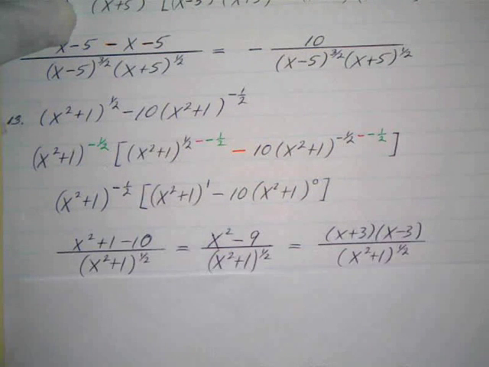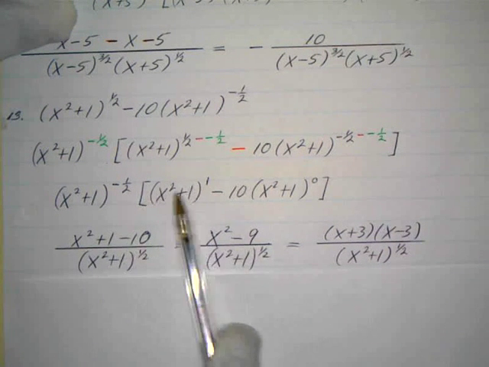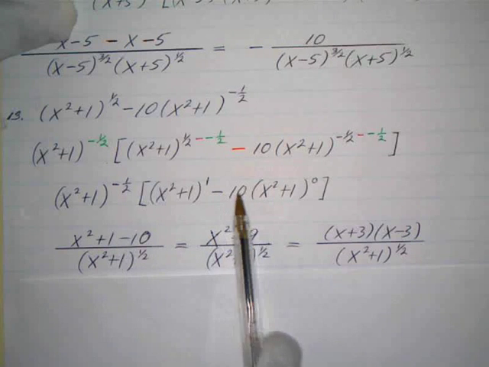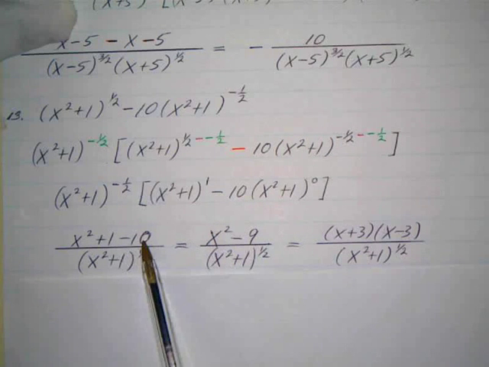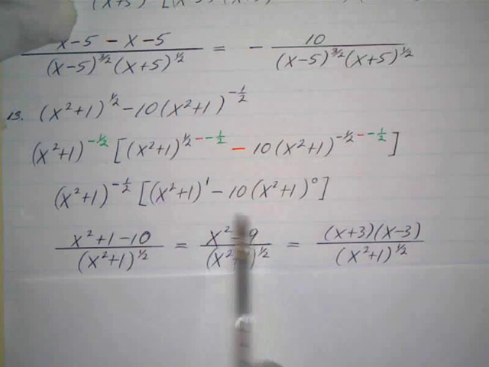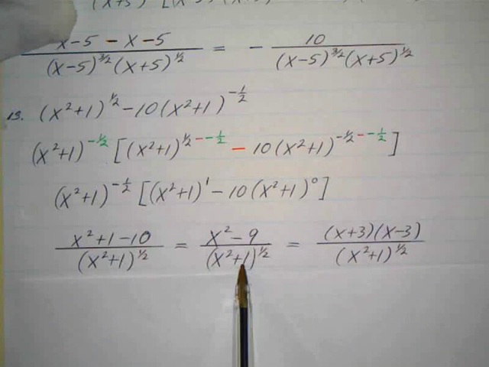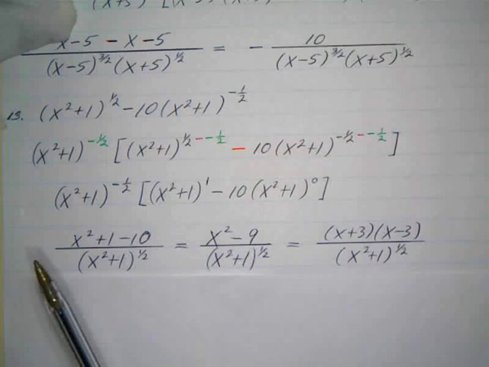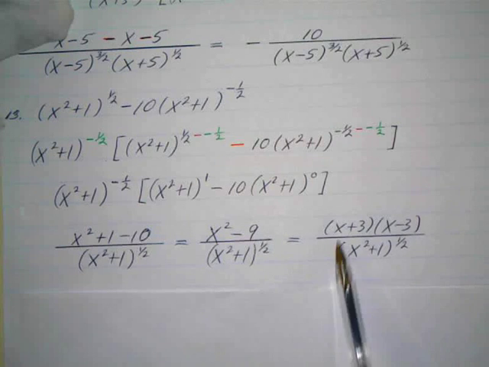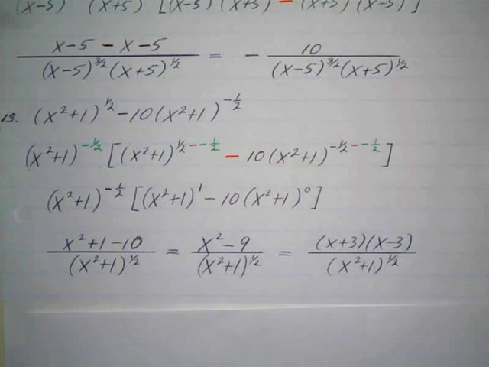And then again, we can put this negative 1/2 in the denominator, make it positive, so this is going to be x squared plus 1 to the 1/2 power. And then this is x squared plus 1, and this is negative 10 times 1, which is just negative 10. And then x squared plus 1 minus 10 is x squared minus 9, and that's a difference of perfect squares, x plus 3 times x minus 3, all over x squared plus 1 to the 1/2 power. Okay? And you could have written this as a radical if you wanted, the square root of that, but this is fine. Okay? That makes sense. Pretty interesting problems.